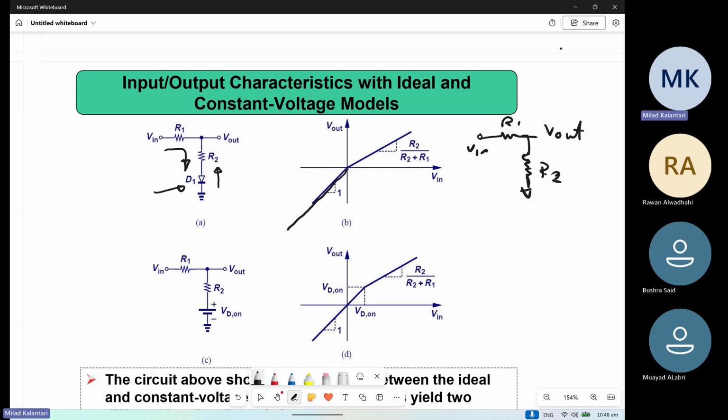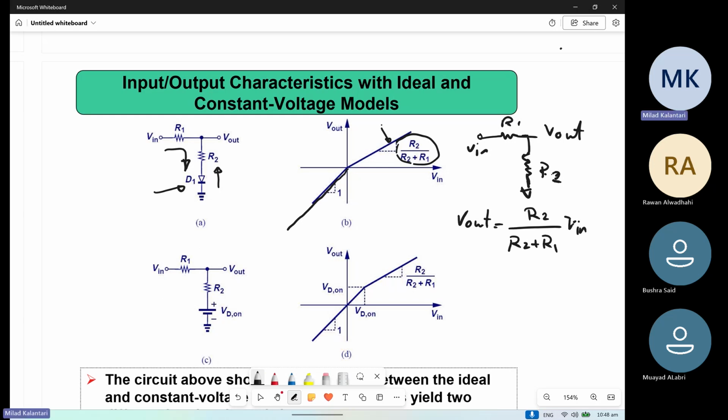Right? And the V out over V in is what? Basically, V out is the voltage divider, right? R2 over R2 plus R1, times V in, right? So the slope changes. The slope changes to R2 over R2 plus R1, right?